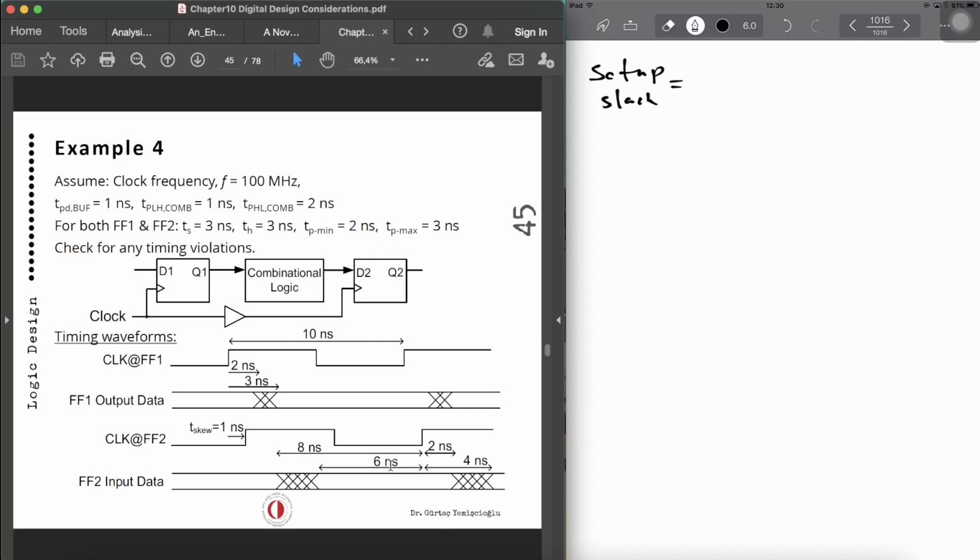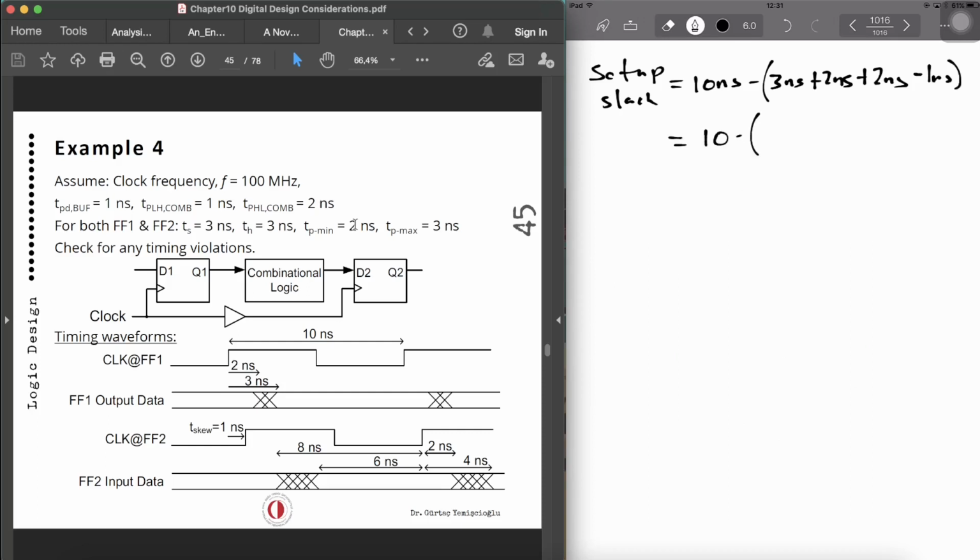So the period for 100 megahertz is 10 nanoseconds, minus the flip-flop 1 propagation delay, which is 3 nanoseconds, and the combinational logic maximum propagation delay is 2 nanoseconds. So we are considering the maximum delays, plus the setup time of flip-flop 2, which is 2 nanoseconds, minus the clock skew, which is 1 nanosecond.